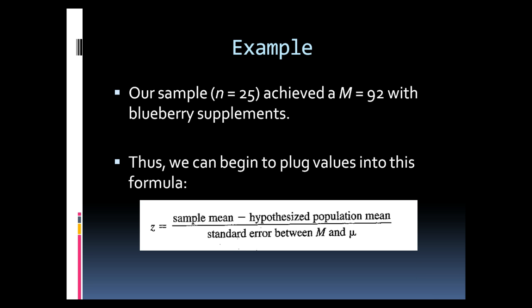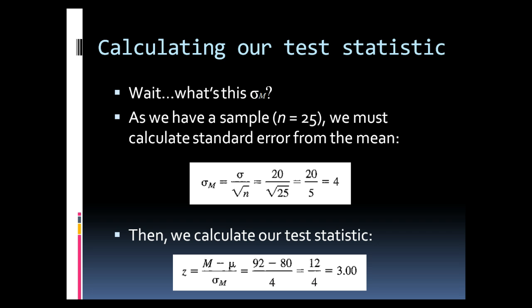So for our sample of n equals 25, we achieved a mean of 92 with blueberry supplements. Looking good. 92 looks like it's above 80. Then we can begin to plug values into this formula. So sample mean 92 minus 80, that's 12. Well, what's the standard error? If we have a sample of 25, we must calculate the standard error of the mean. We get that by dividing the standard deviation over the square root of n.